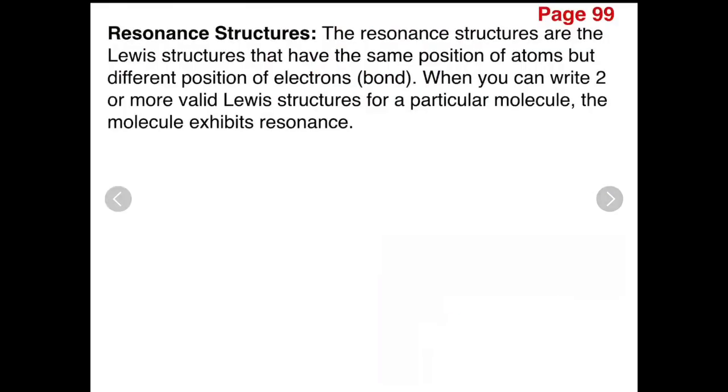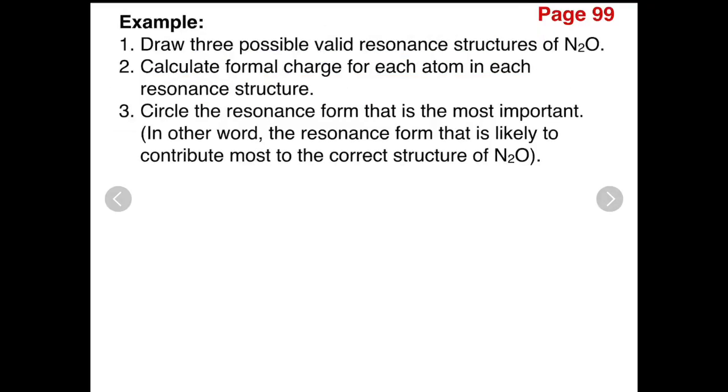Okay, so what is a resonance structure exactly? The resonance structures are the Lewis structures that have the same position of atoms but different position of the electrons or the number of bonds between each of those atoms. Again, note that the order of the atoms has to be the same, but the difference would be the location of the bonds. So what do we mean by that? Let's take a look at an example.